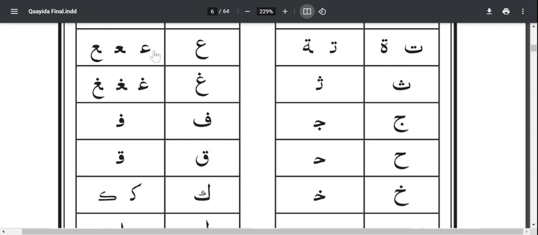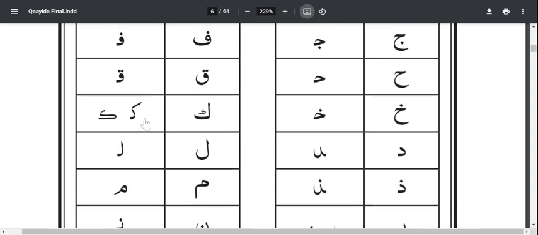Do remember, ain looks like a hamza, but we need to differentiate the ain by knowing that hamza comes independently, whereas ain comes connected. It will be joined in a word. You will not find an ain disjointed anywhere in the book like this. If you see this disjointed in the Quran, that's a hamza. Ghain, and the difference between ain and ghain is the dot.